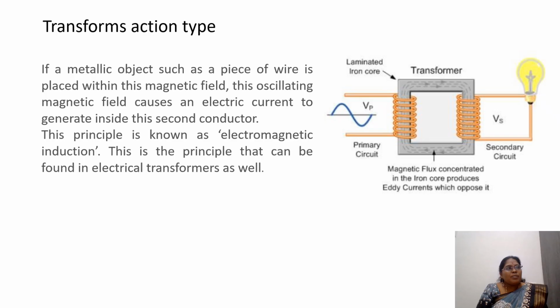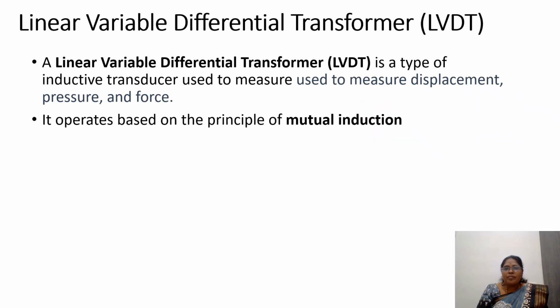One of the applications is LVDT, that is linear variable differential transformer. For that application, this transformer action type is used. This is due to the electromagnetic induction. That electromagnetic induction is used in this linear variable differential transformer. We call it LVDT.